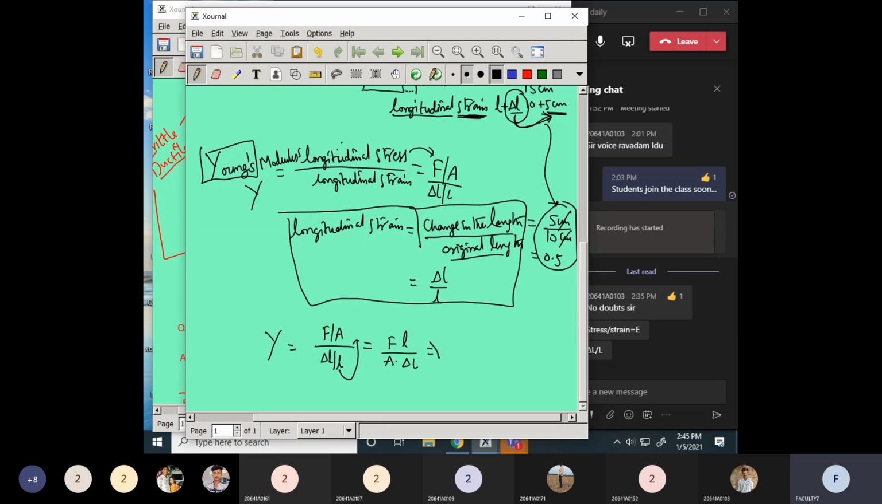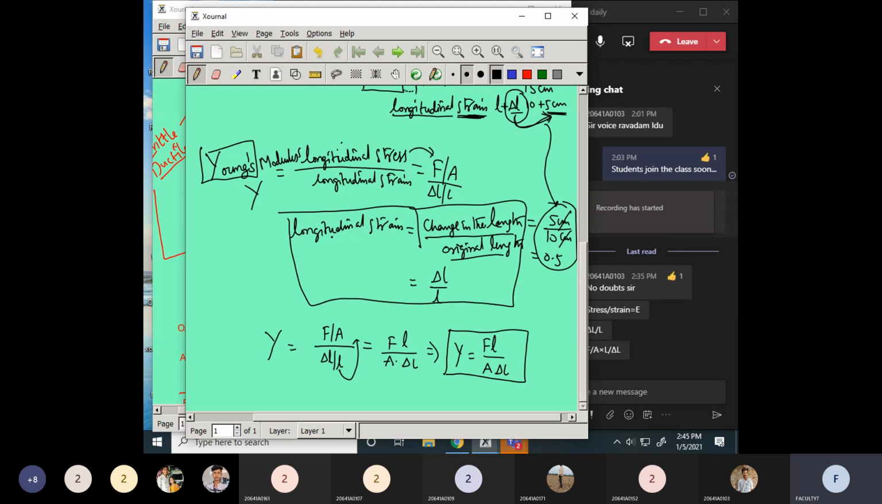So what is the result here? Y equal to capital Y, so F L by A into delta L. So this is the Young's modulus that is obtained due to the longitudinal stress, and what you had obtained, you got longitudinal strain. So this is the Young's modulus.